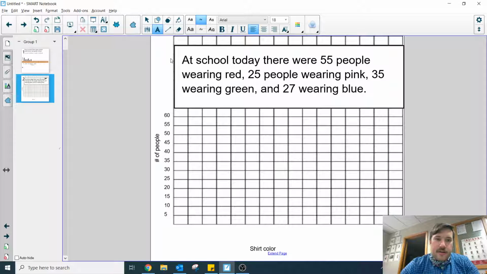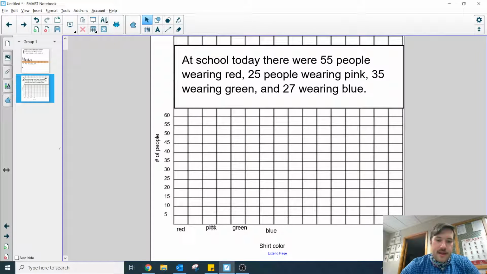So along the bottom, or the x-axis, I'm going to have all these different shirt colors. So the first one I have is red. So I'm going to say red, and I'm going to put red right here. So my bar graph for red is going to go here. Now I'm just going to skip a spot and then go to pink. So I'm going to put all of my data in here. So green, and then the last one is blue. All right, so I have all of those: red, pink, green, and blue.